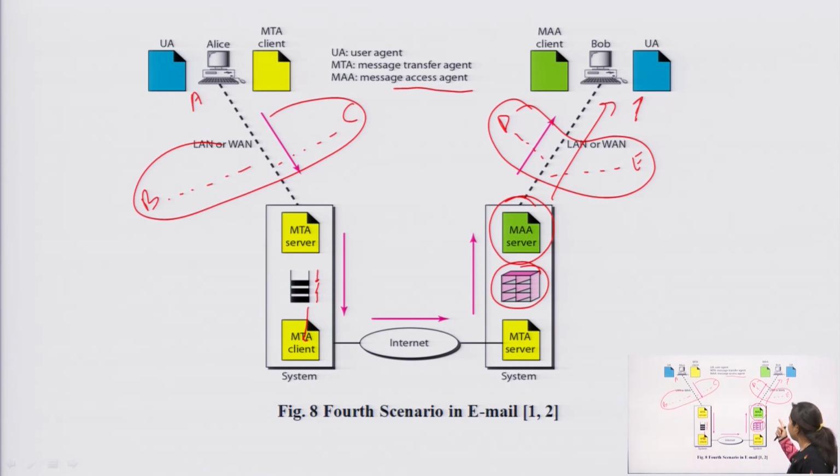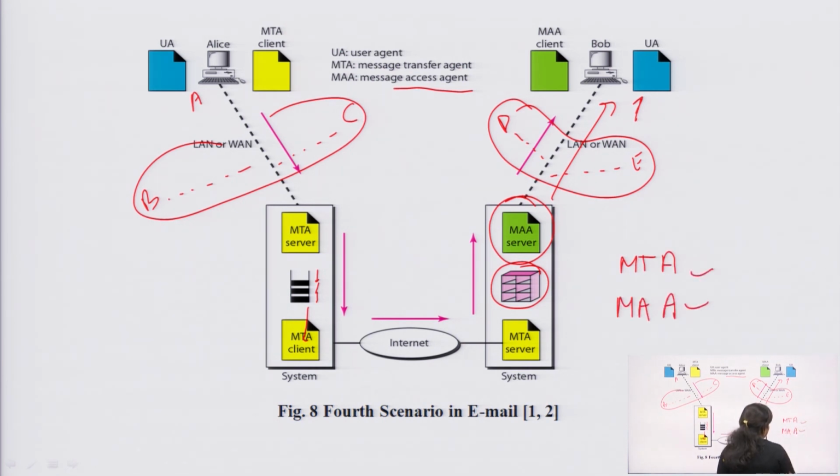In the fourth scenario, both the devices are connected to the extended network, that is B and C. In the fourth scenario, you can see that MTA server and client are required and MAA server and client are required. So, MTA server and client are going to transfer the information over here, then from client to server it is again transferred, then from server to server, then through the message access agent, this will be transferred to Bob. So, this is how the data will be transferred in the fourth scenario.